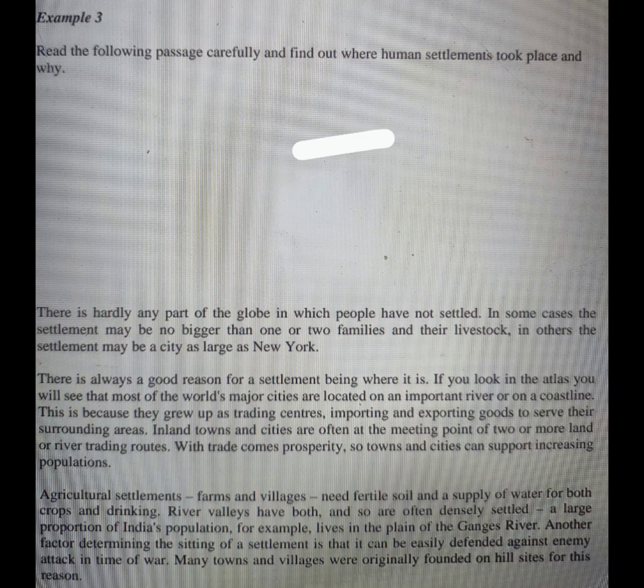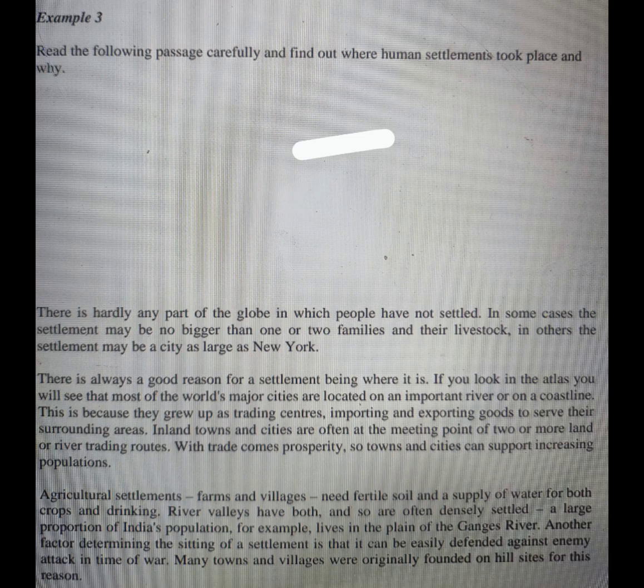There is hardly any part of the globe in which people have not settled. In some cases the settlement may be no bigger than 1 or 2 families and their livestock. In others the settlement may be a city as large as New York. There is always a good reason for a settlement being where it is. If you look in the atlas you will see that most of the world's major cities are located on an important river or on a coastline.